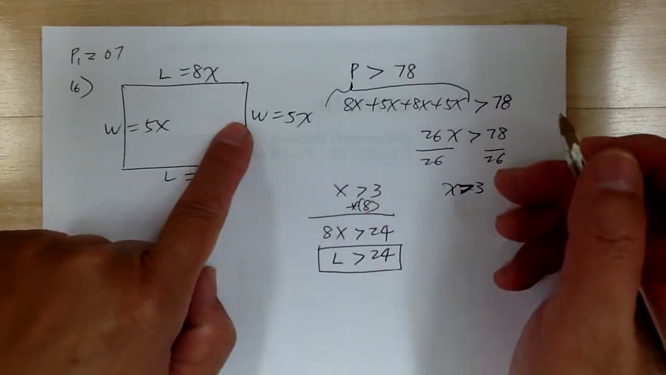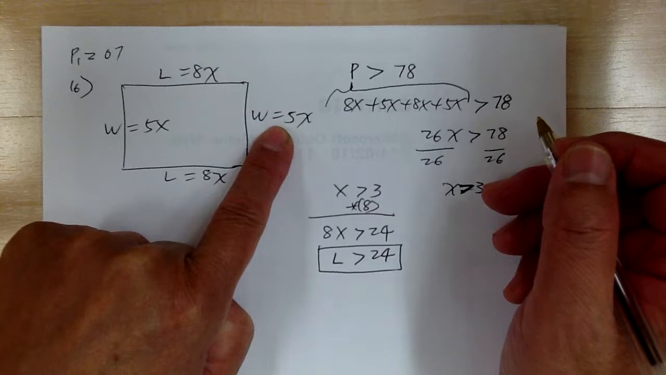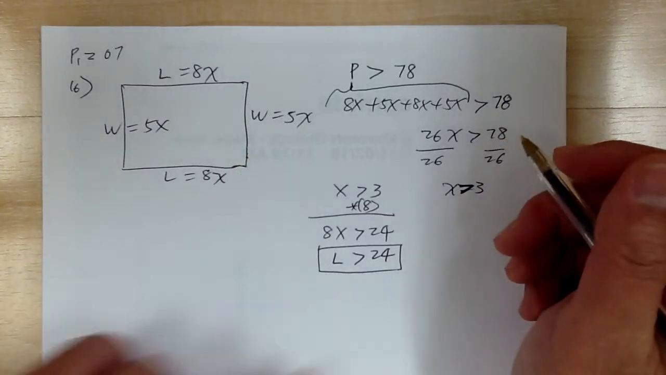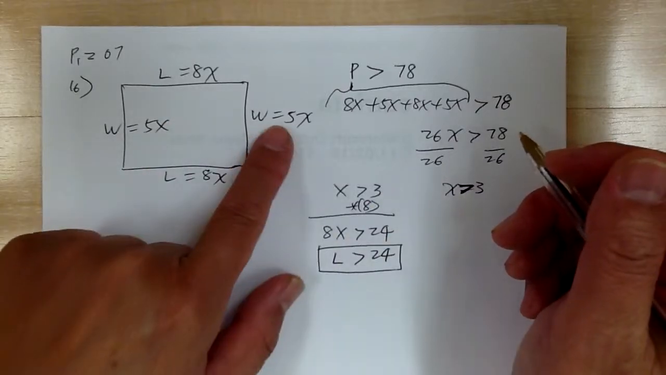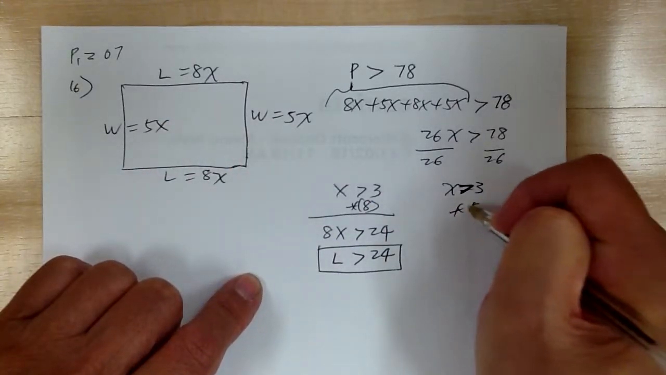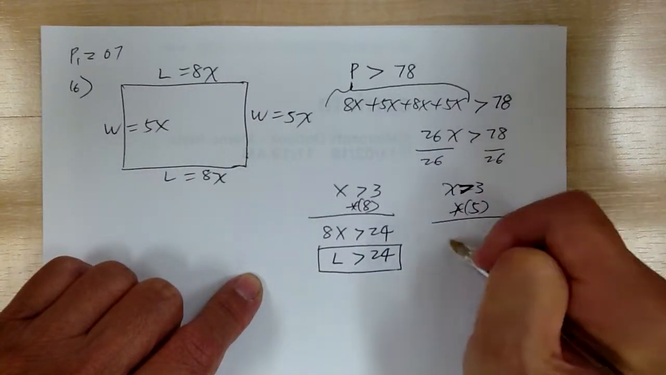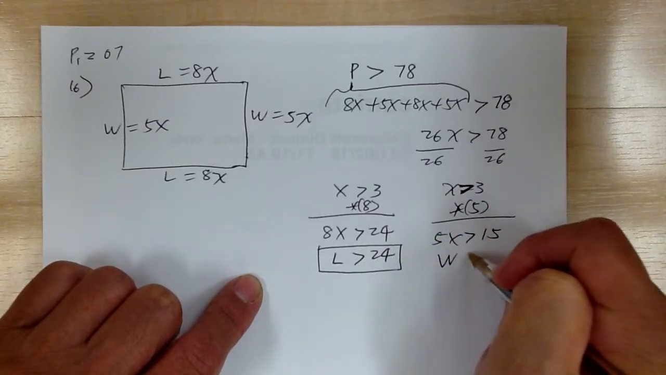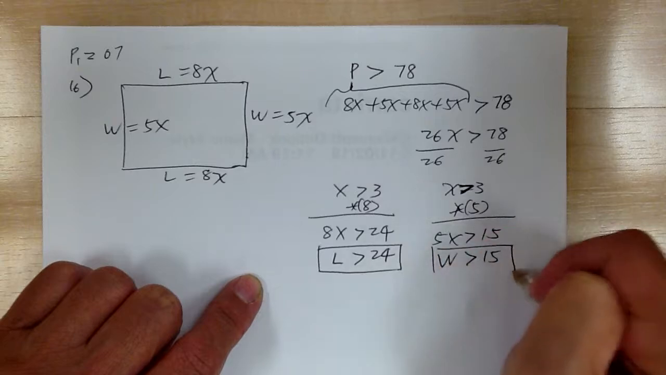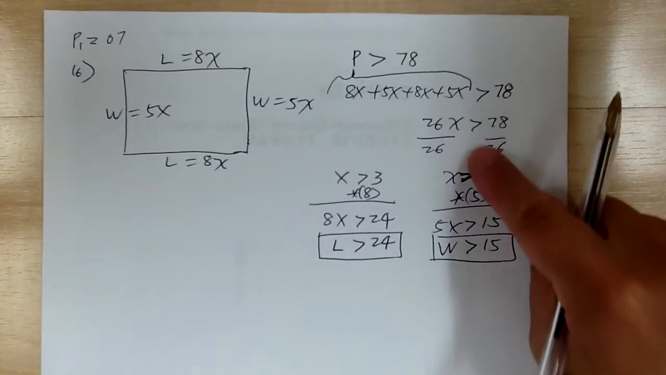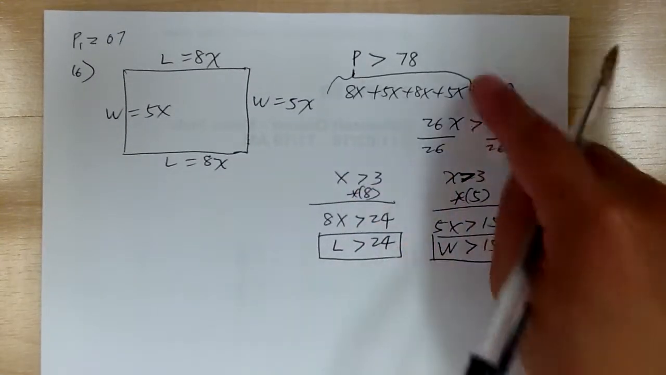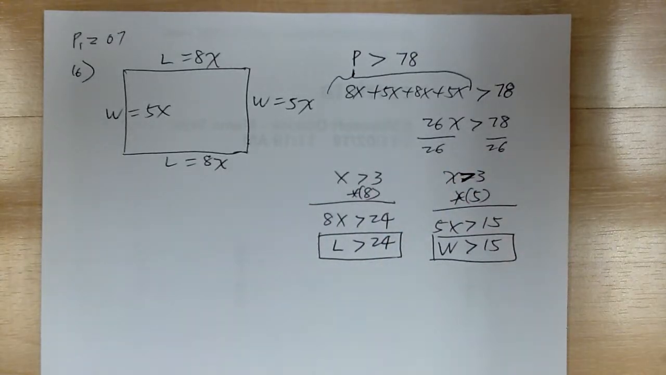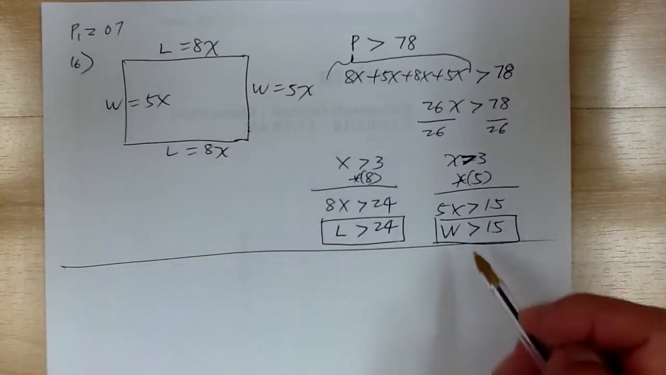Now for the width. It didn't ask for the width, but if it asks you to find width, you have to get to the 5x. You multiply by 5. And you get 5x is greater than 15, and then you change that into width. So make sure you stay with your inequality all the way through. Do not deviate. Once you deviate, it's very easy to get confused and lose track of what you're doing.